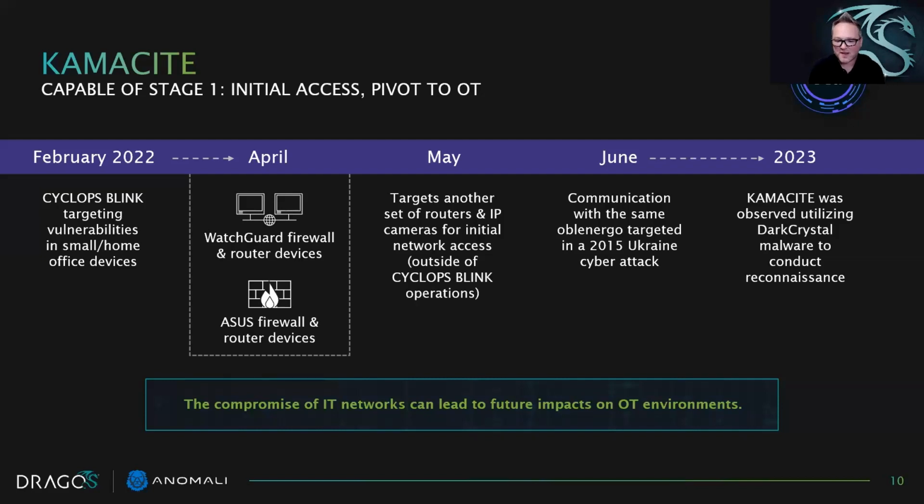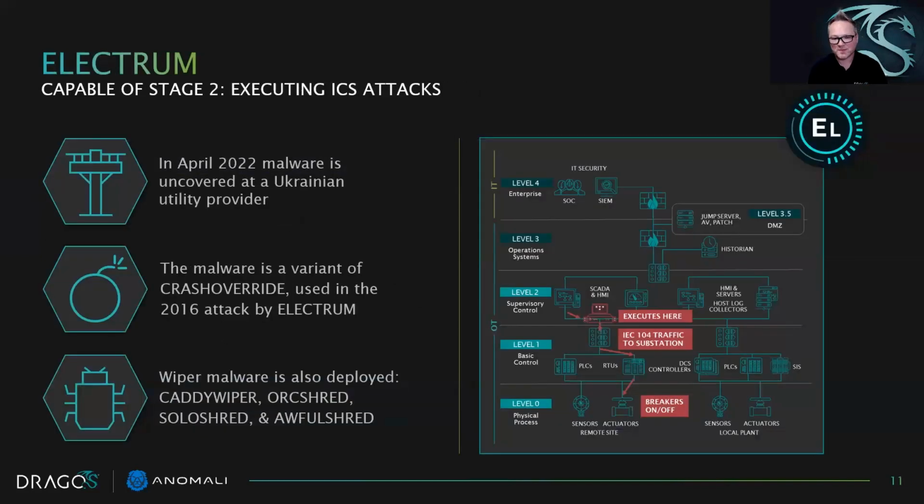If we move on to the next slide, we can kind of see why this IT intrusion led to some OT effects, and perhaps why Camasite were then keen to gain access again. So during the April time frame, we see malware deployed to the Ukrainian utility provider, and on the right you can see the Purdue model there. You've got the IT network at the top, and you can see where Electrum were operating.